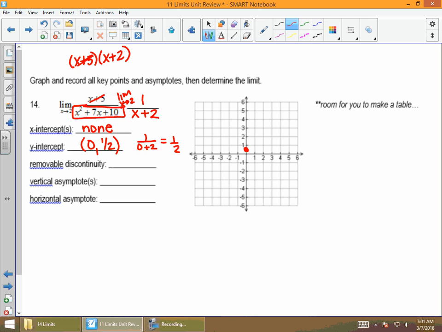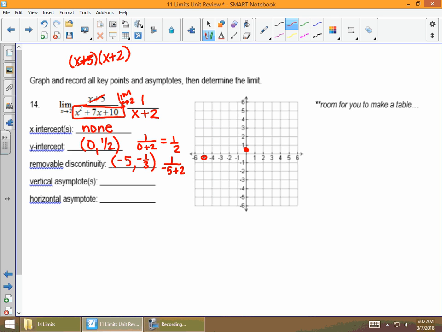I did have a removable discontinuity. My removable discontinuity happened when I could cancel that x plus 5. So that gives me an x value of -5. And the y value I get by plugging -5 into my canceled expression. My canceled expression was 1 over x plus 2. If I do -5 plus 2 in the denominator there, I get -1/3. So I can plot that point as well. Of course, it's going to be an approximate. So -5, -1/3 is a hole.